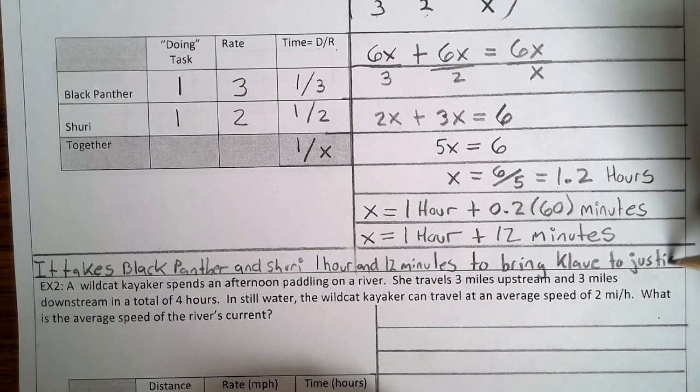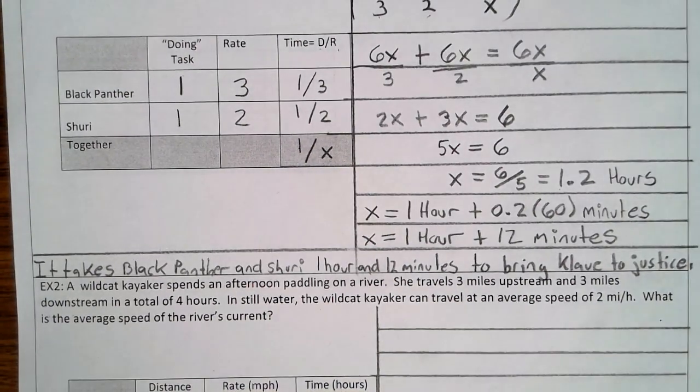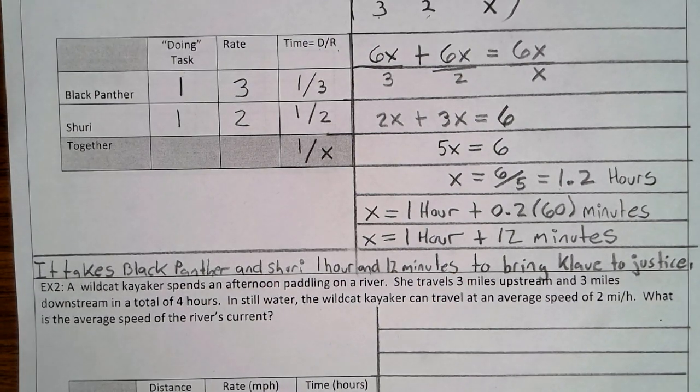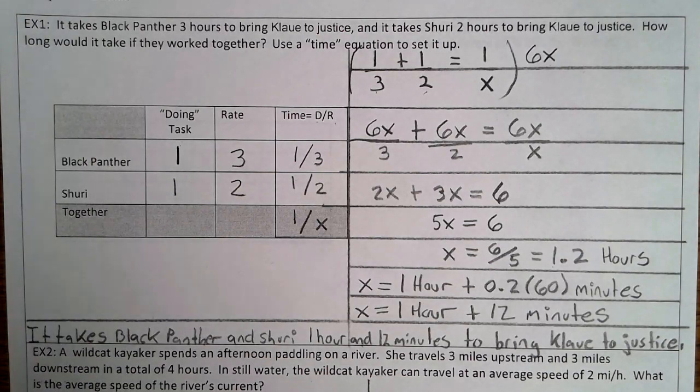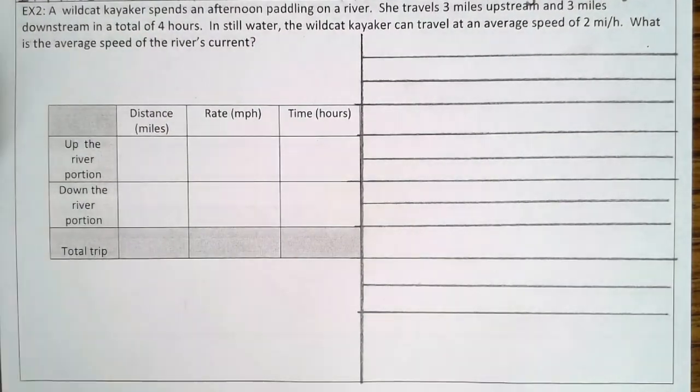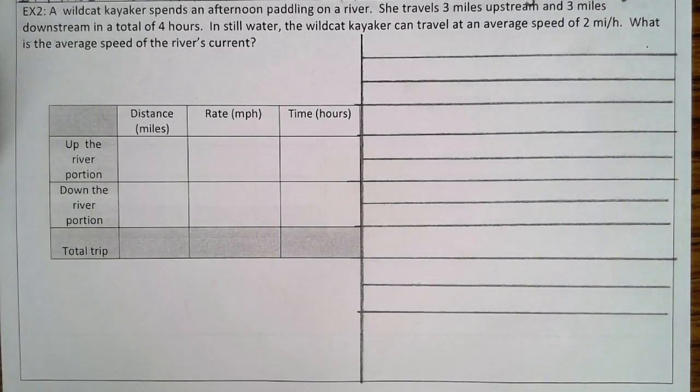Okay, so go ahead and finish up example 1. All right, let's move on to example 2. All right, example 2. A wildcat kayaker spends an afternoon paddling on a river. She travels 3 miles upstream and 3 miles downstream in a total of 4 hours. In still water, the wildcat kayaker can travel at an average speed of 2 miles per hour. What is the average speed of the river's current?